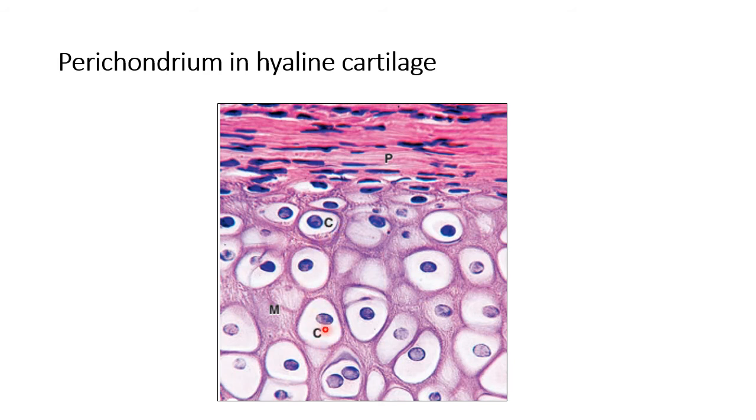Chondrocytes are found inside lacunae. These are two chondrocytes together in one lacuna. Okay, and M stands for matrix, which is in this region between the lacunae. So this is perichondrium, dense connective tissue.